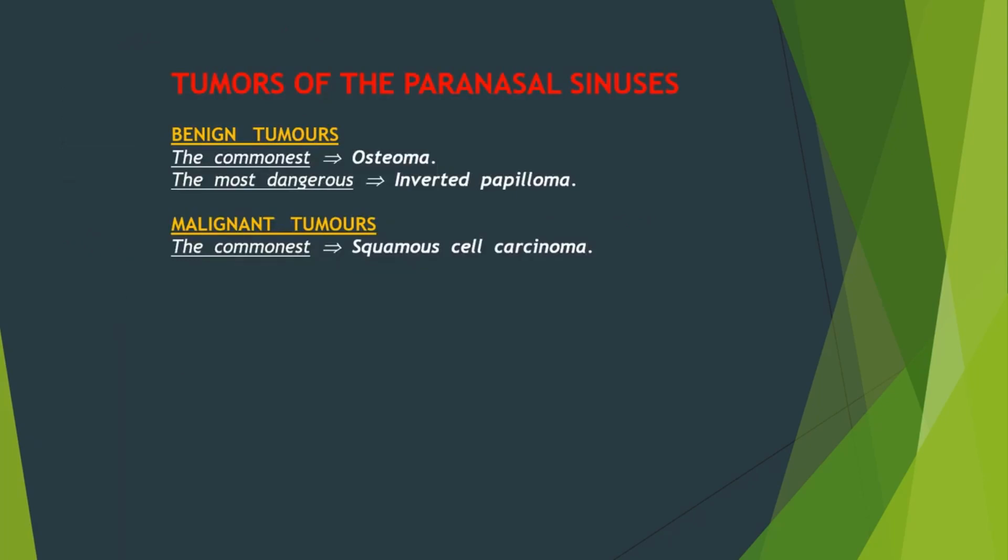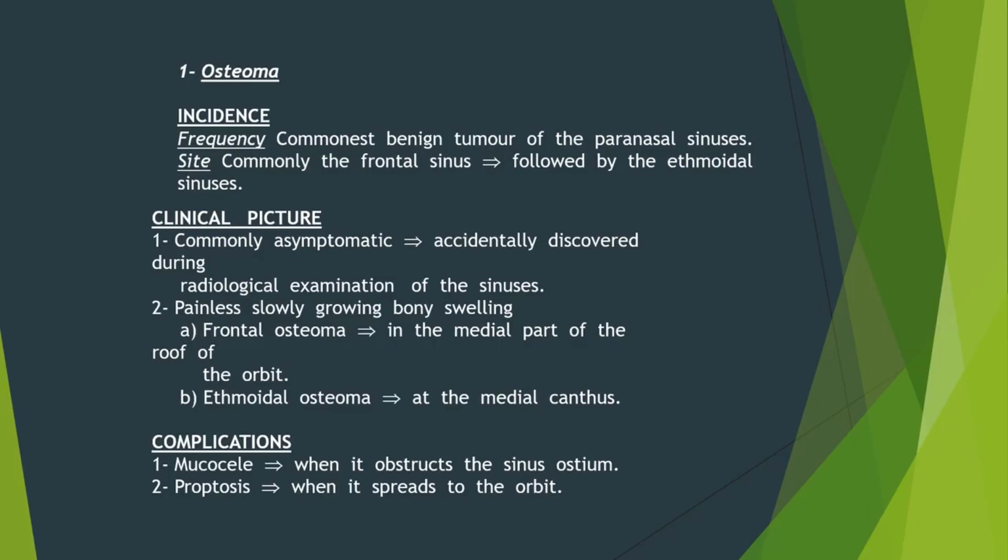Tumors of the paranasal sinuses. We have benign tumors and malignant tumors. The commonest benign tumors are osteomas, and the most dangerous are inverted papilloma. Malignant tumors, the most common is squamous cell carcinoma. For osteomas, it is the commonest benign tumor of the paranasal sinuses, and it's commonly in the frontal sinus, followed by the ethmoid sinuses. Usually, it is asymptomatic and accidentally discovered.